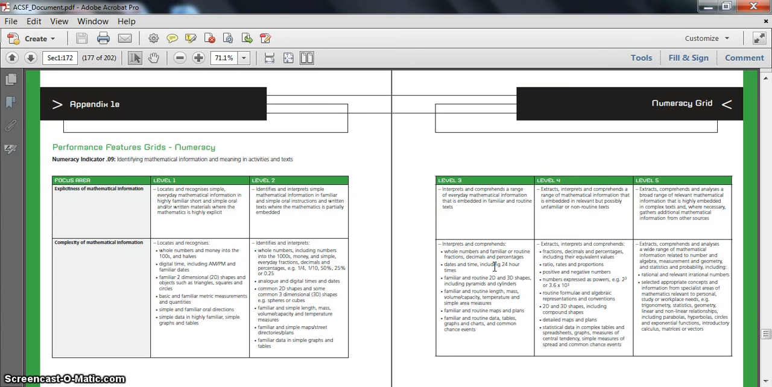So anyway, have a look through the appendices, become familiar with the focus areas, become familiar with the levels, find those keywords for yourself to identify the differences. And in the next video cast, we'll look at how we're going to use that information.